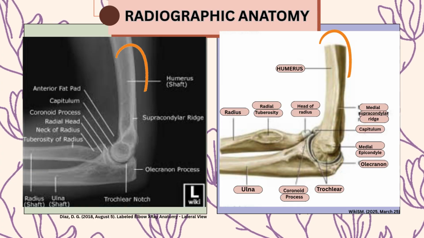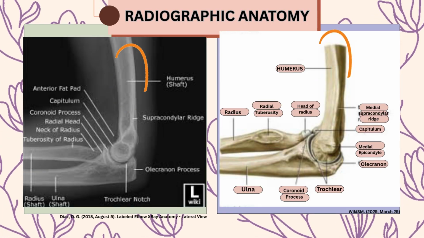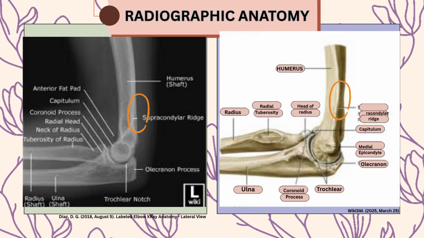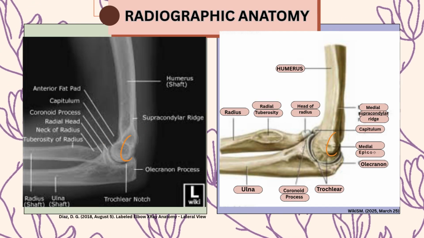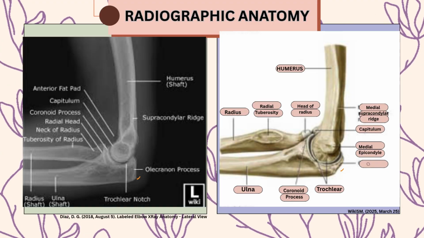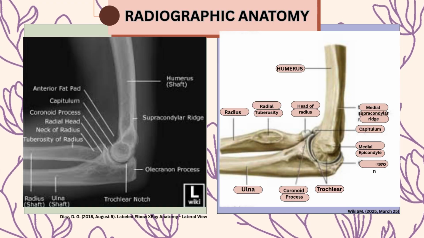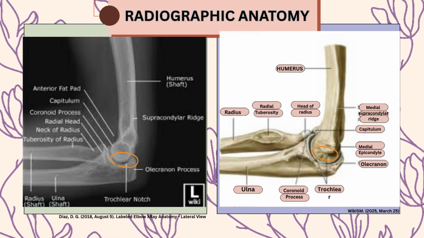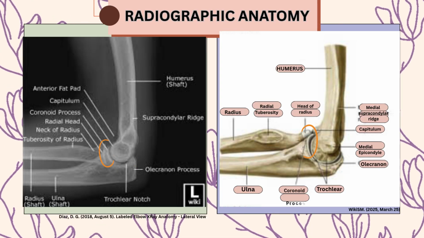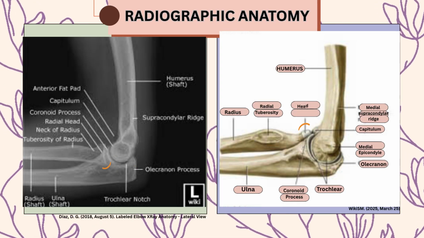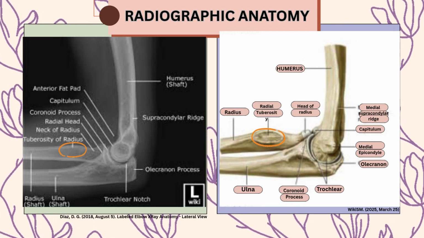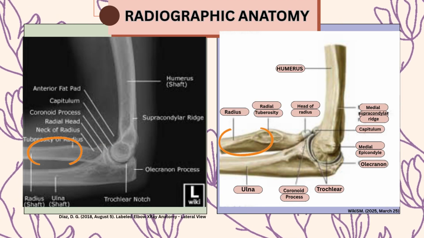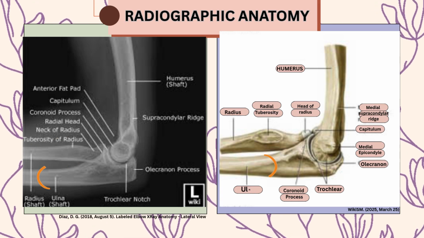Lateral elbow must include distal humerus, medial supracondylar ridge, capitulum, medial epicondyle, olecranon, trochlea, coronoid process, head of radius, radial tuberosity, proximal radius, and proximal ulna.